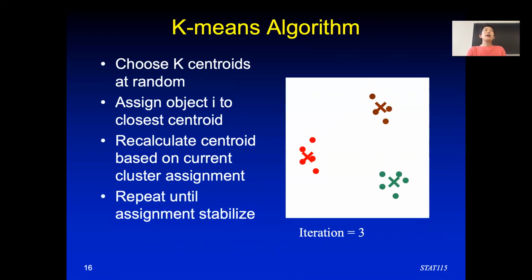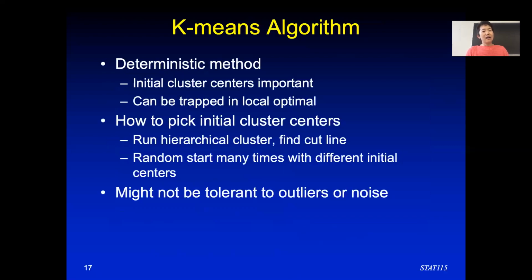So the question is, if you were to run this algorithm a number of times, would they always give you the same result? No, it won't. It's a non-deterministic method. However, it's deterministic if your initial centers are set. Once you pick the initial centers, there is only one way to get to the final clustering. But the initial center is important. And so depending on how you assign the centers, you might end up getting something different.